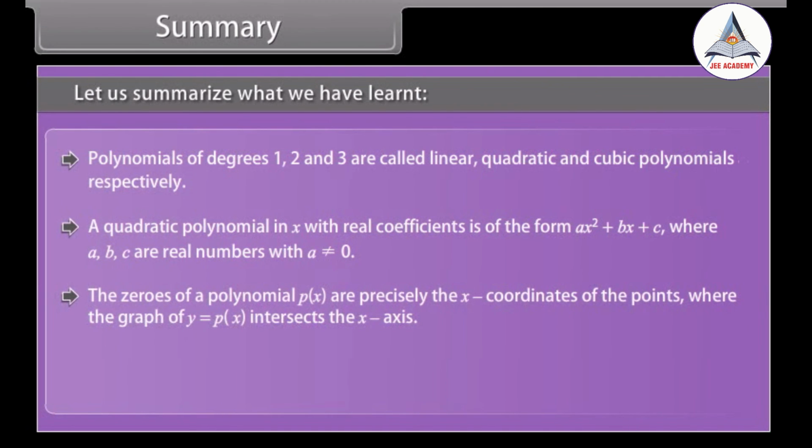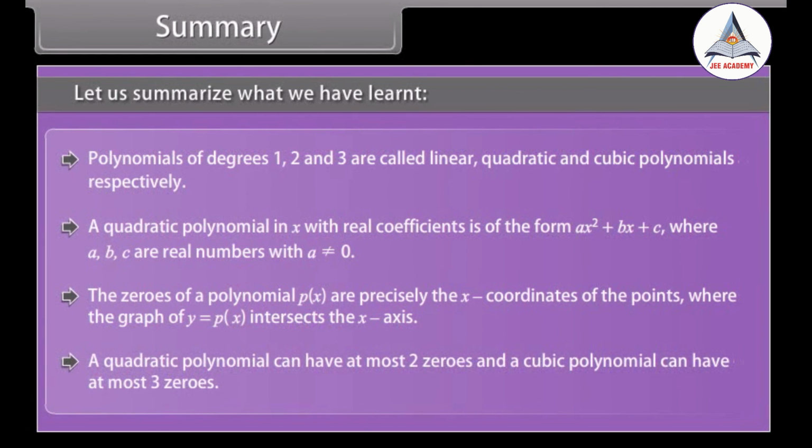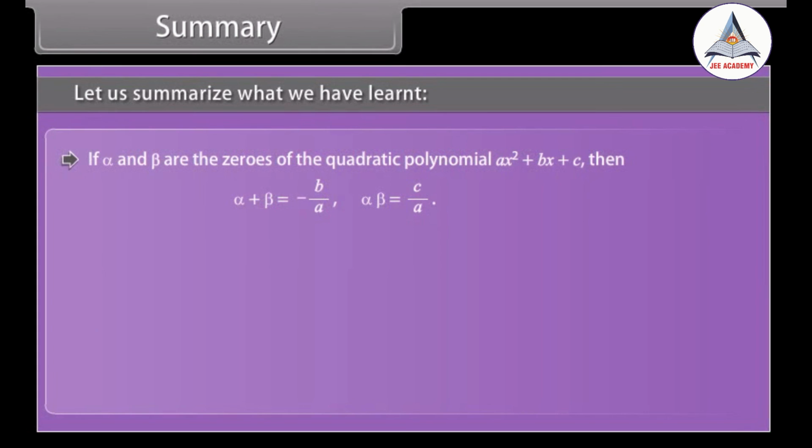The zeros of a polynomial p(x) are precisely the x-coordinates of the points where the graph of y is equal to p(x) intersects the x-axis. A quadratic polynomial can have at most 2 zeros and a cubic polynomial can have at most 3 zeros. If alpha and beta are the zeros of the quadratic polynomial ax square plus bx plus c, then alpha plus beta is equal to minus b upon a, and alpha beta is equal to c upon a.